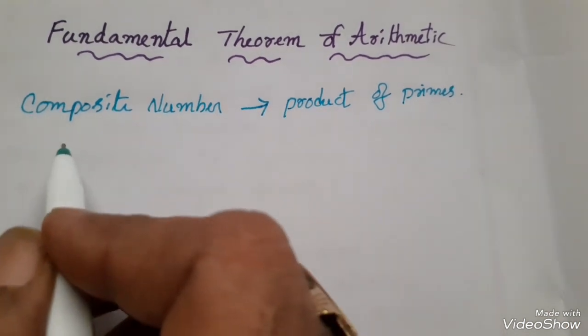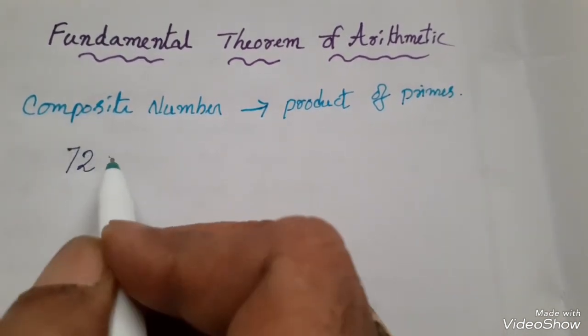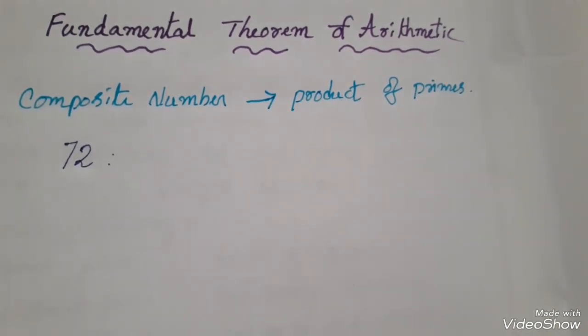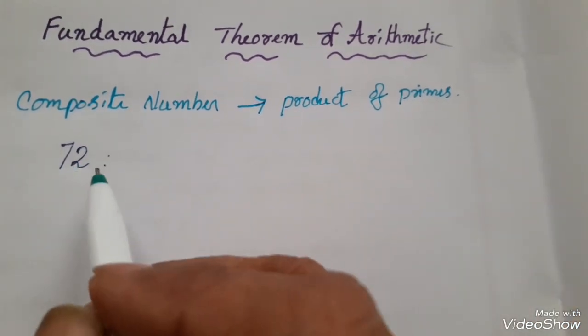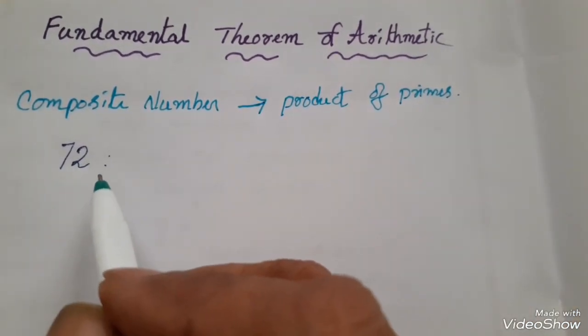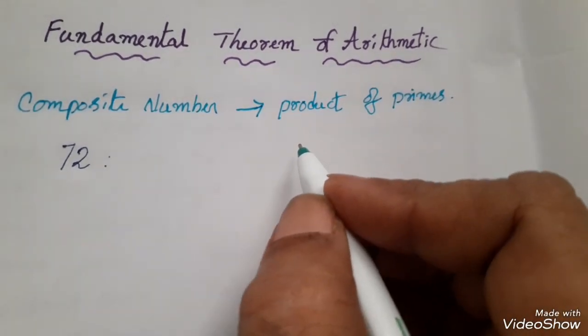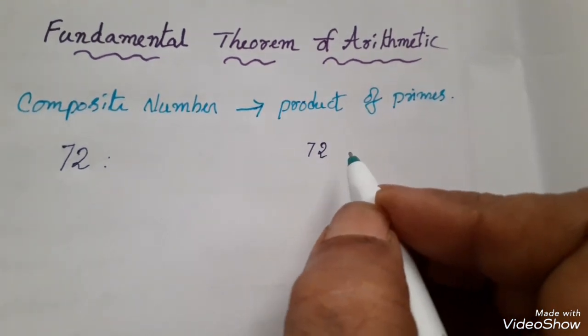For example, you take 72. This is a composite number. So what is a composite number? A number having more than two factors. So 72 has more than two factors, so it is a composite number. Now this number we can express as a product of prime numbers. See how. So you take 72.